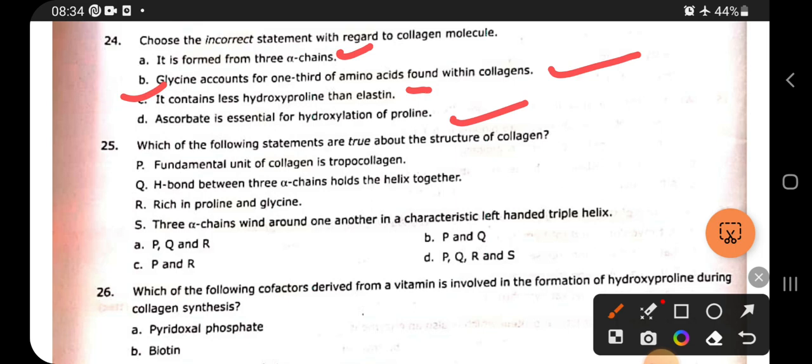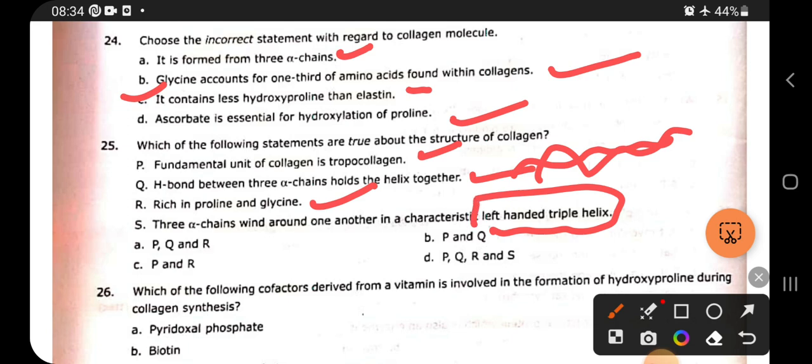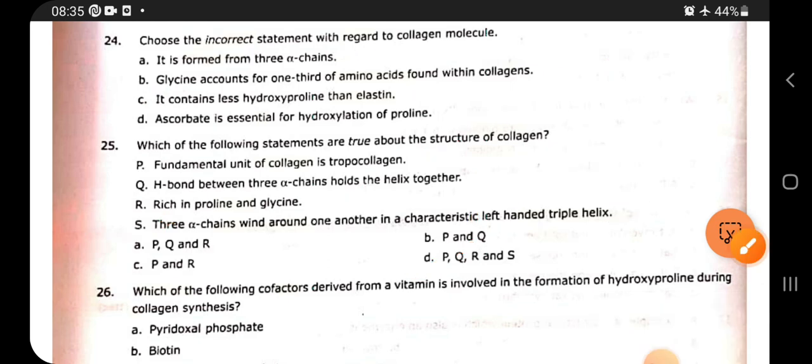Okay, so 25th question is, which of the following statements are true about the structure of collagen? P says fundamental unit is tropocollagen. Yes. Hydrogen bonds between the three alpha chains hold the helix together. Yes, absolutely. Rich in proline and glycine. Yes. Three alpha chains wind around each other in a characteristic left-handed triple helix. That's what I just told you, that alpha chains intertwine and form a helical structure. So all the options are correct. It will be D, P, Q, R, S.